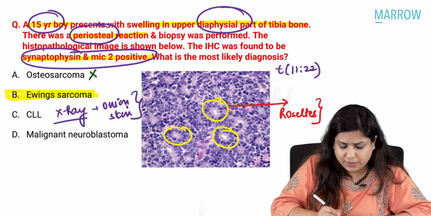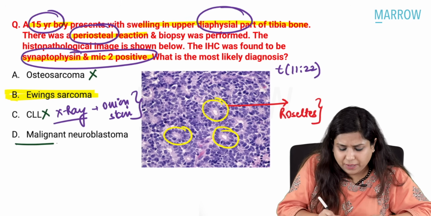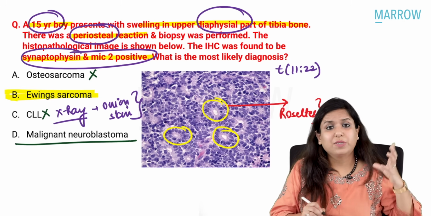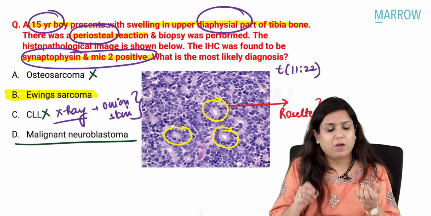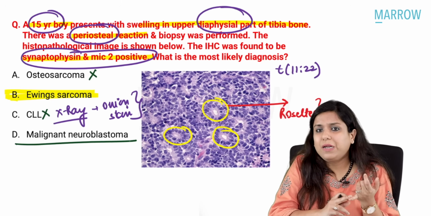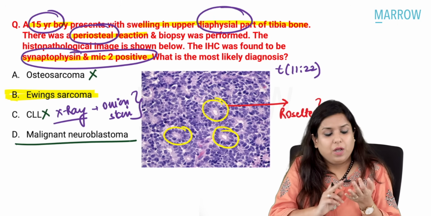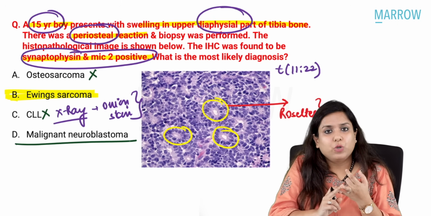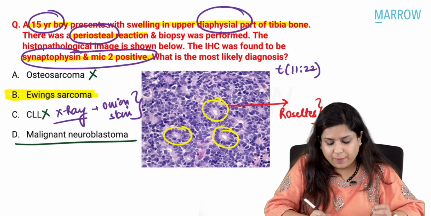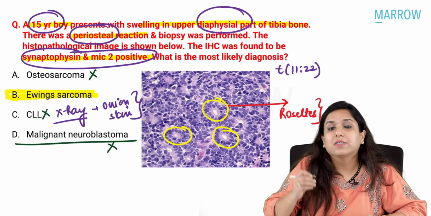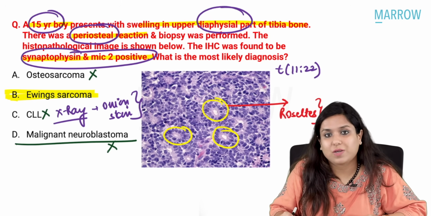CLL will show lymphoid cells. This is totally wrong. Malignant neuroblastoma. Okay, some students got confused with neuroblastoma. Will neuroblastoma usually occur in the diaphysis? No. Will neuroblastoma be MYC2 positive? No. That is why neuroblastoma is also not the answer. The best answer here is Ewing sarcoma.